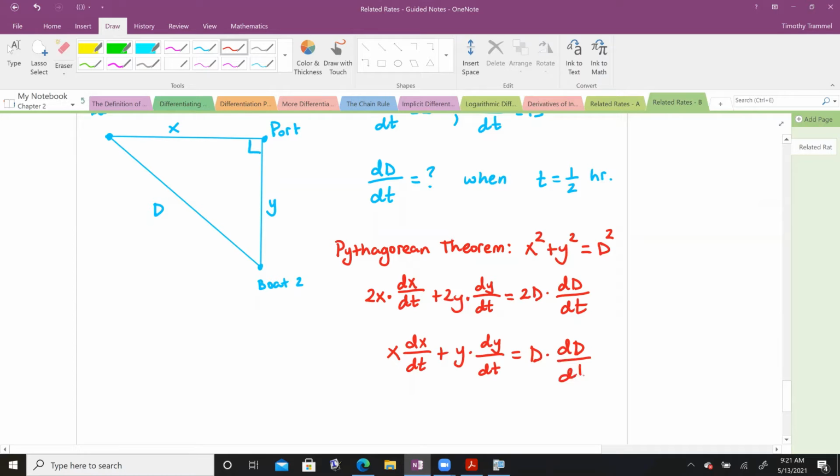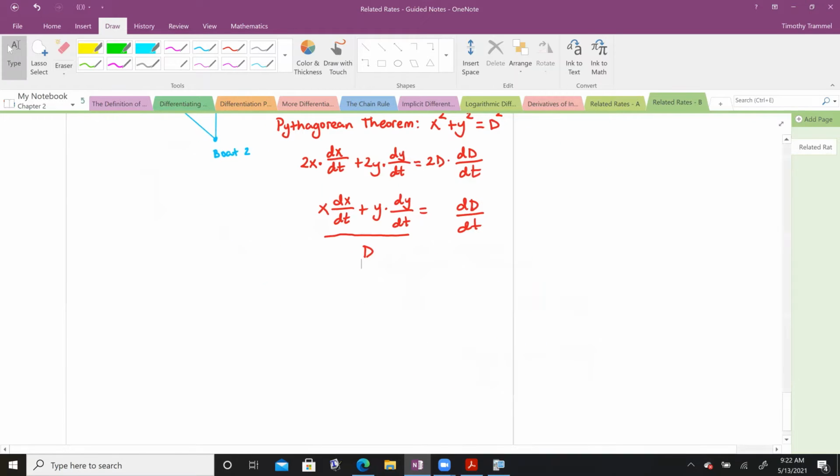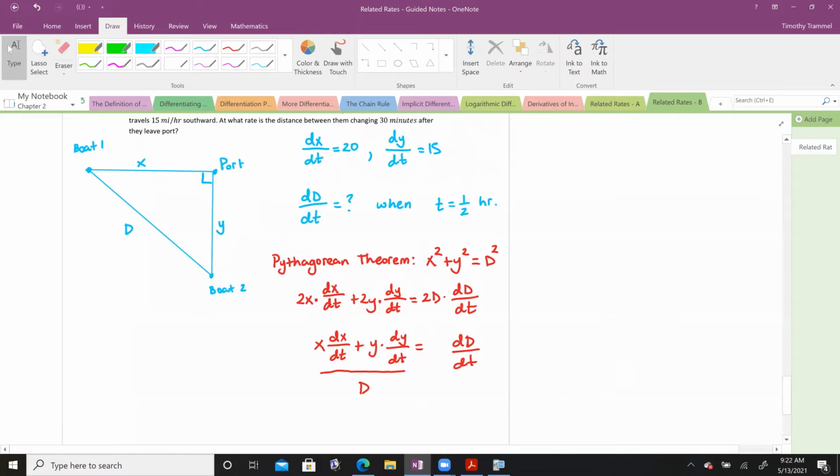And what I'm going to do right now is divide each side of the equation by d as well. So if we do that, then we just have dd dt is equal to x times dx dt plus y dy dt, over d. And I want you all to note something here. We have dx dt, dy dt, but we don't know x, y, or d. But x, y, and d are different values at different times. The point in time that we're concerned with is after that half hour.